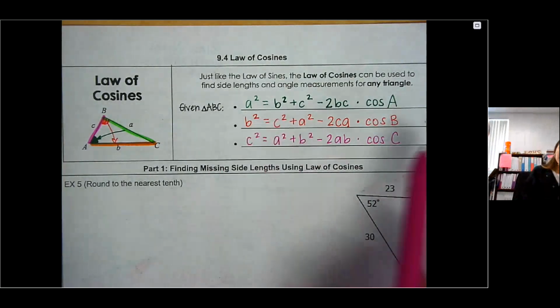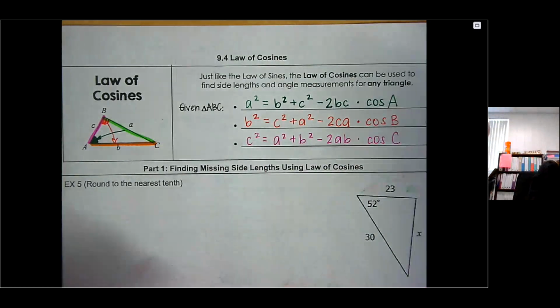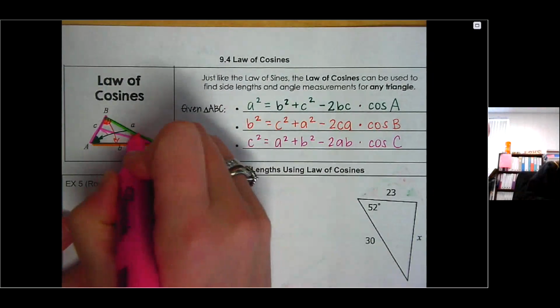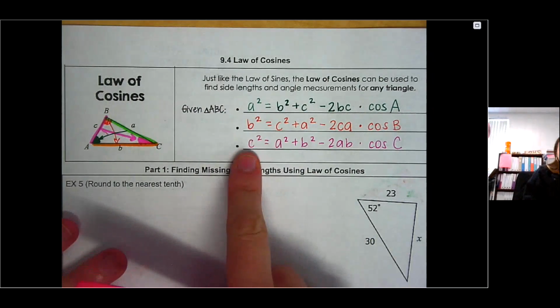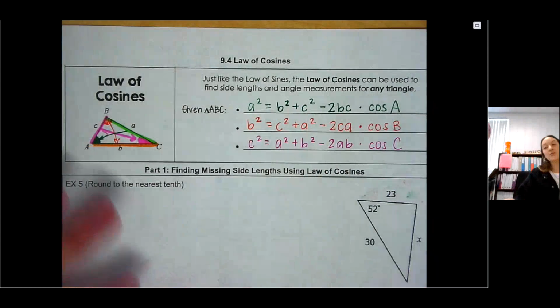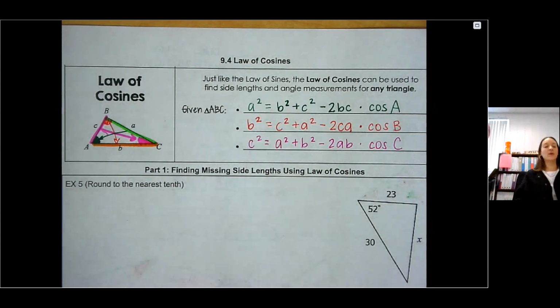So really what matters here is no matter which one you're looking for, your equation always is whichever one you're looking for goes on the outside, and then the ones that you know, the other two side lengths, would be the other two variables that are left over.